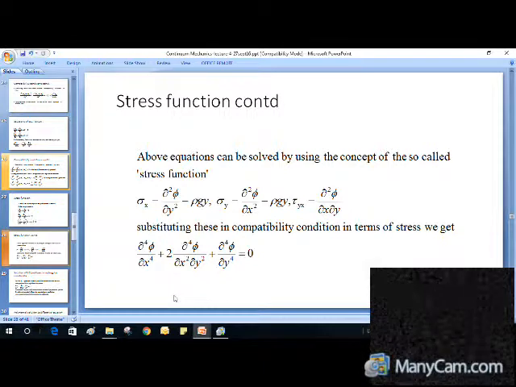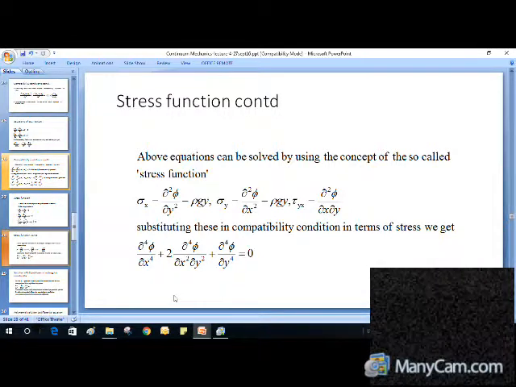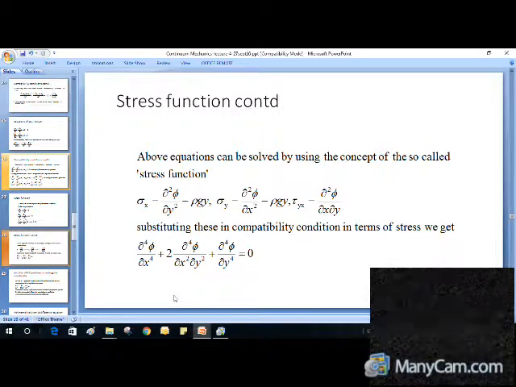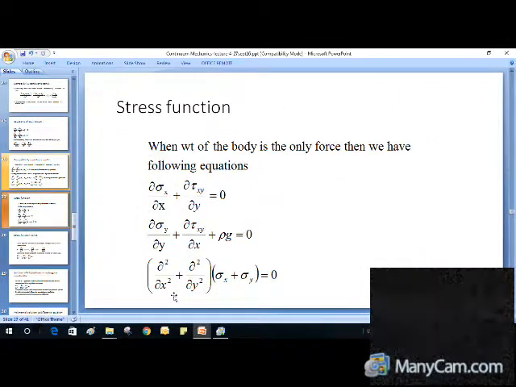So if I take phi as some function of x and y and make this substitution, delta 2 phi by delta y square minus rho g y, that is for sigma x; sigma y is delta 2 phi by delta x square minus rho g y; and tau xy is minus delta 2 phi by delta x delta y. Suppose I do that and then substitute that in the compatibility condition that I have got.